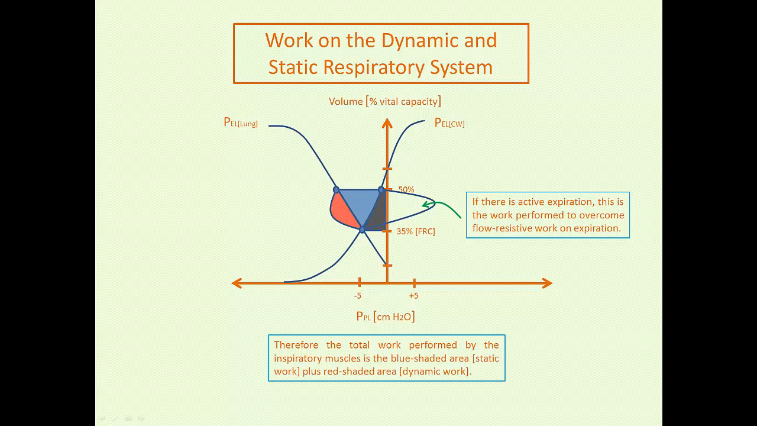And if there's active expiration, the work performed to overcome the flow resistive work on expiration would be highlighted. I don't have it colored in here, but it would be highlighted by this loop to the left of the chest wall elastance curve depicted here. So that would be additional work of breathing if the patient were forcing out an expiration. Almost all of you listening to this lecture have probably seen this, as a patient trying to achieve adequate expiratory flow, when they're in extremis, they grunt and bear down and try and force out that breath, and that results in high intrathoracic pressures in order to drive out that breath.